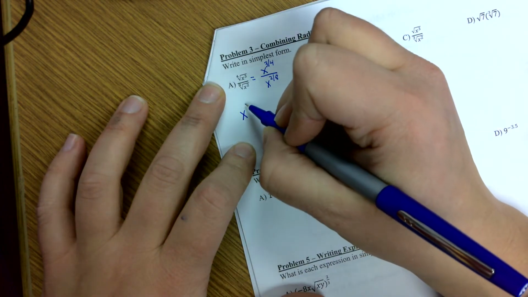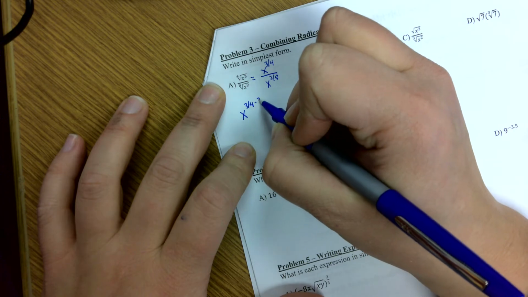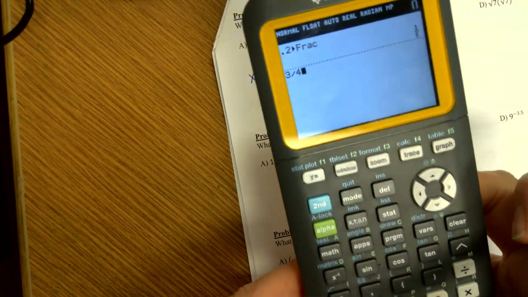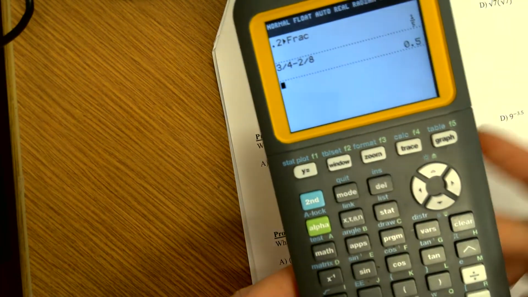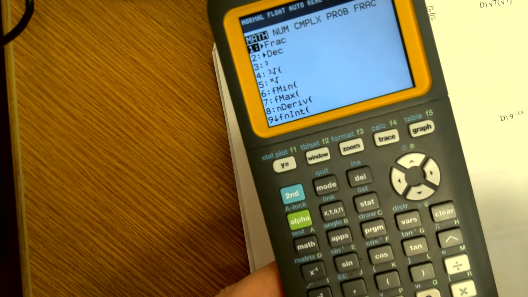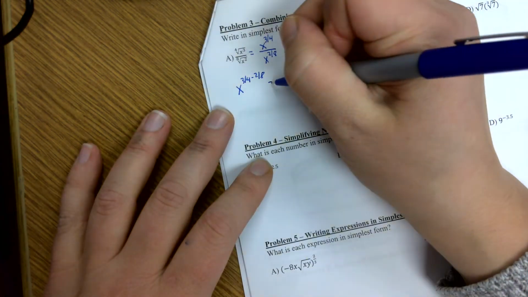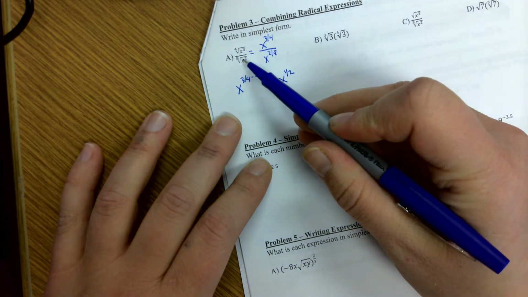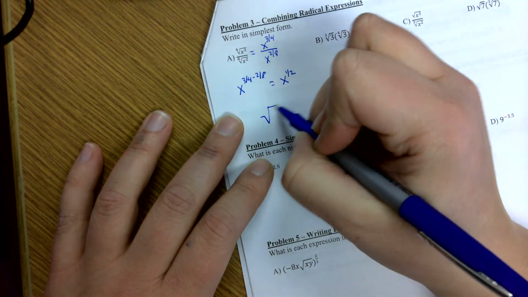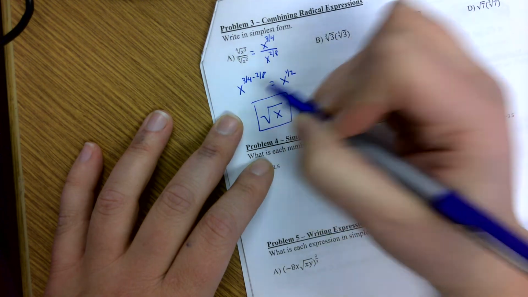exponential properties. So I'm going to take the top minus the bottom. So in this case, I can do 3/4. So I personally just like to do it as a fraction, subtract the 2/8. If I get a decimal, I go to math, and I change it to a fraction, to the 1/2. So this is going to give me x to the 1/2. I have a radical as my beginning answer. I should end in a radical. So this would be my final answer.